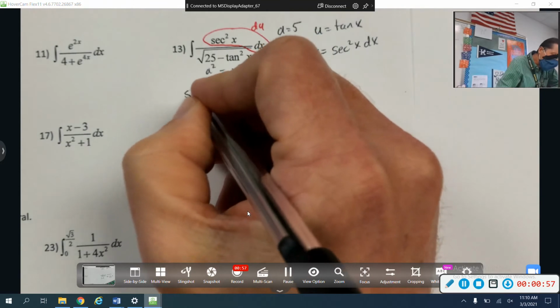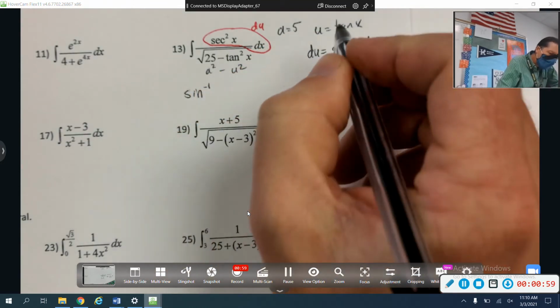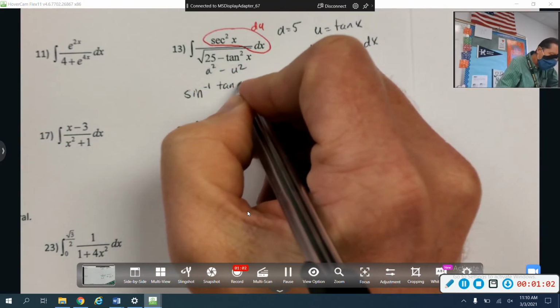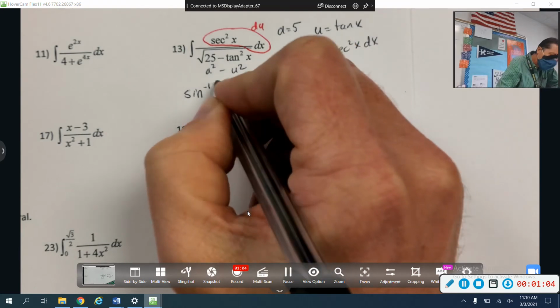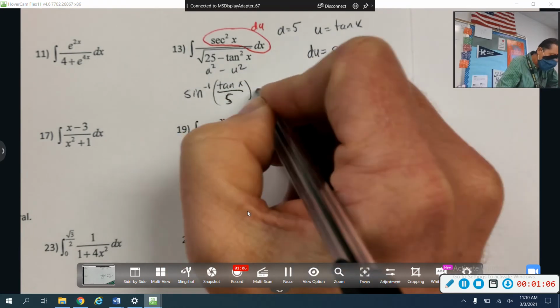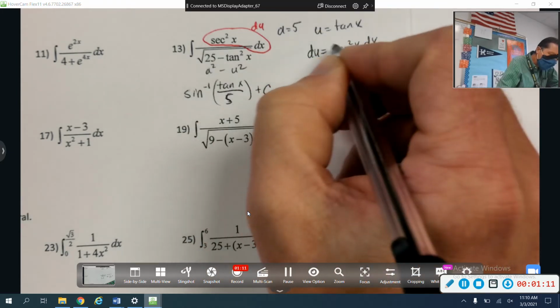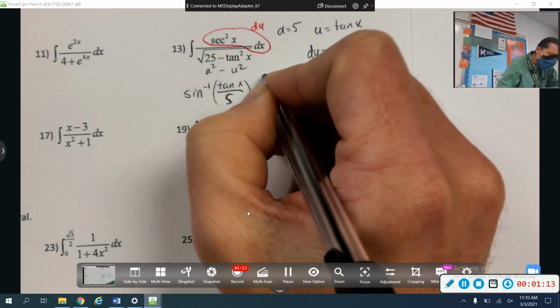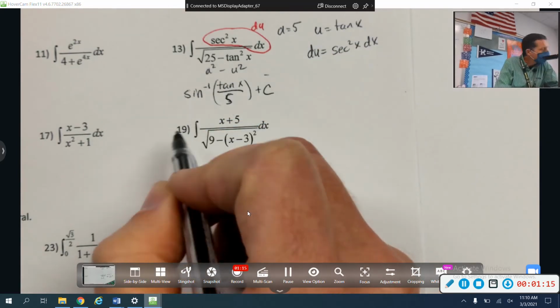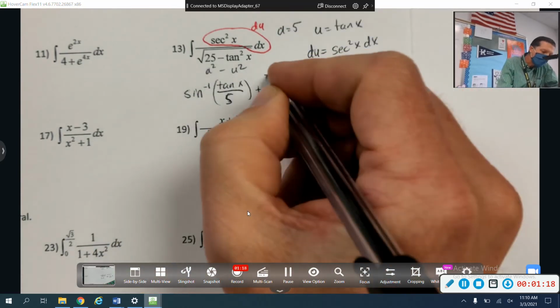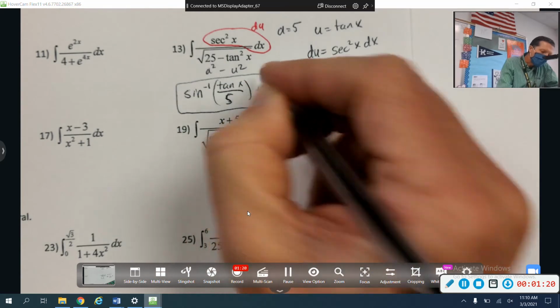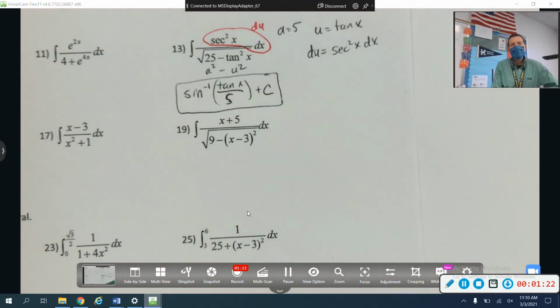So this is going to be inverse sine of u over a. So tangent x over 5 plus c. And I guess that's it because the du already took care of it. Inverse sine does not have the 1 over a out front, only inverse tangent does. And so, if you pick the right u, then some of these go really quick. If you pick the wrong u, then you're kind of spinning your wheels and you're stuck.